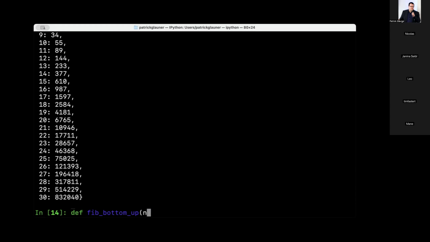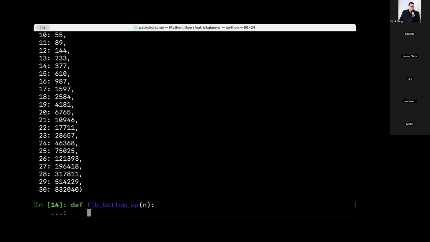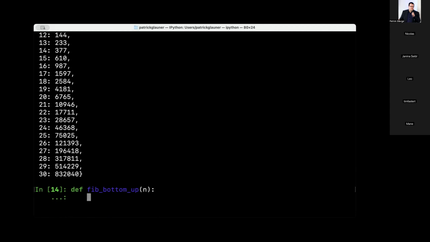And this one here doesn't even need to be recursive, because what we are doing is we will just start with these very small n's, and we keep adding always the next Fibonacci number on top until we're done. And I'll show you this. So it's bottom up, and we say we need an edge case where n is 0, we just return 0.